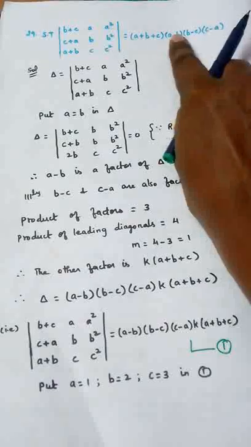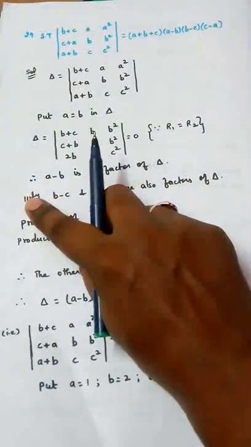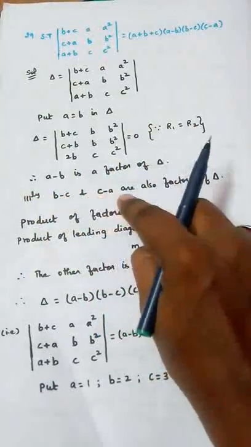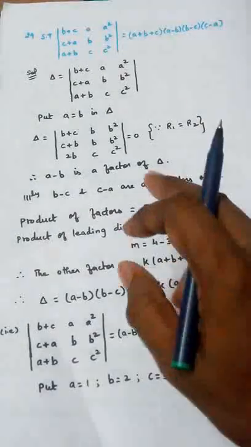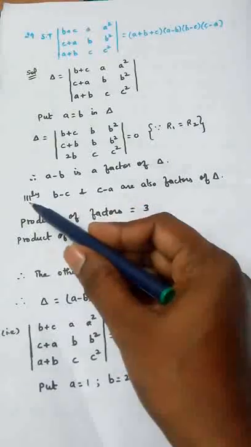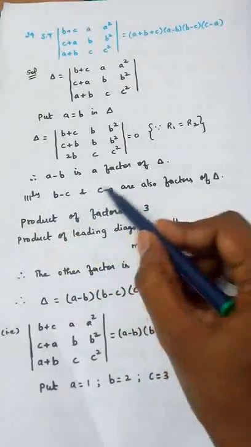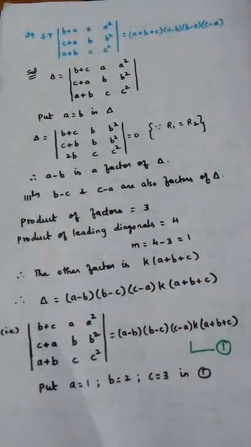Once we prove one thing, the remaining things we can write similarly. Similarly, b minus c and c minus a are also factors of delta. If you want, you can check it. Even in the examination, you can just write similarly: b minus c and c minus a are also factors of delta.